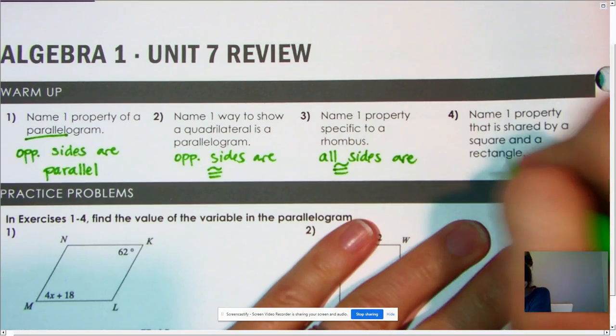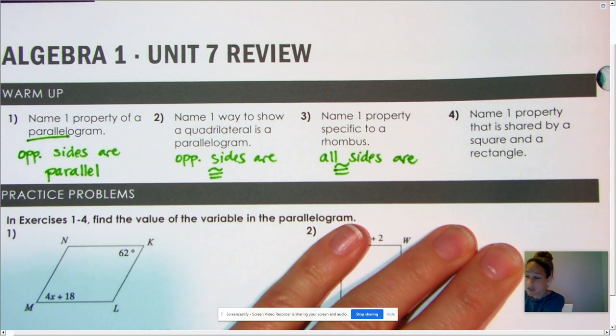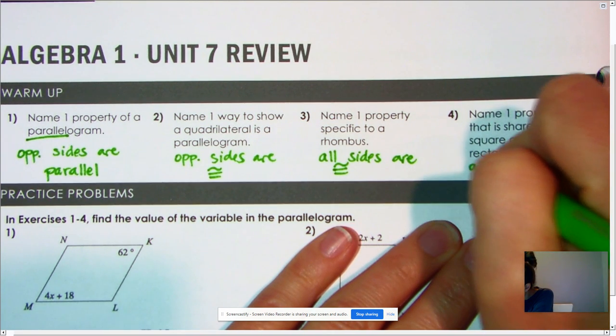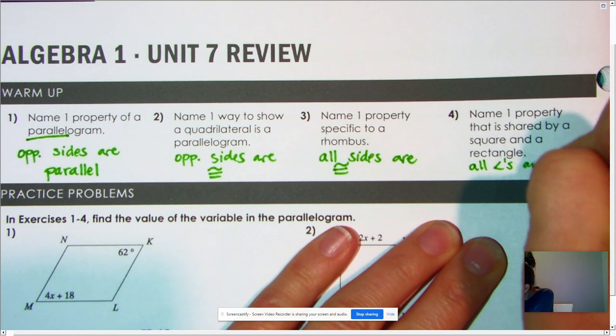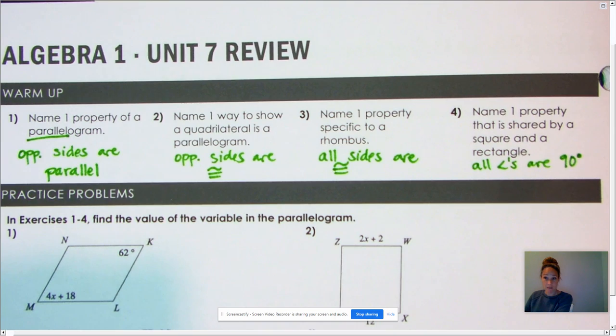We know that diagonals, we know that all angles are congruent. They're all 90 degrees. So maybe I'll just write that. All angles are congruent, which makes them all 90 degrees because they have to add up to make 360.